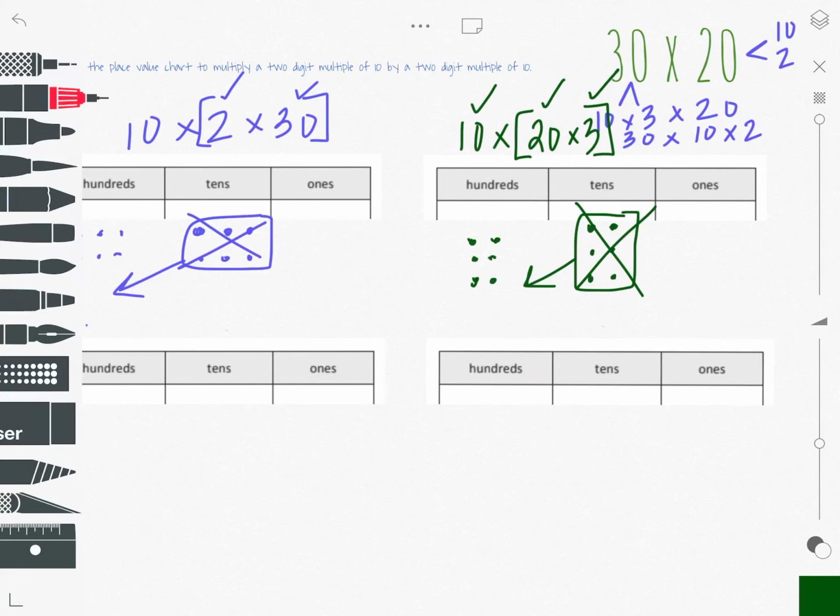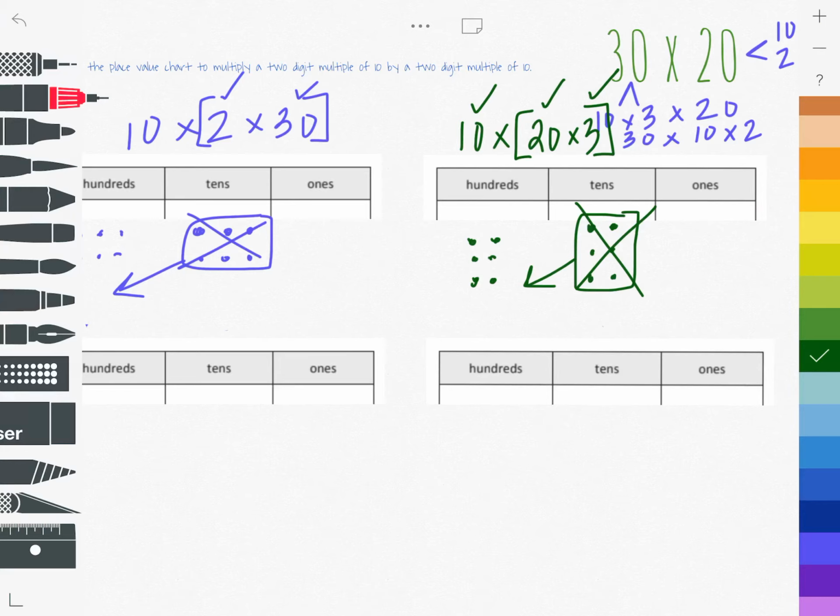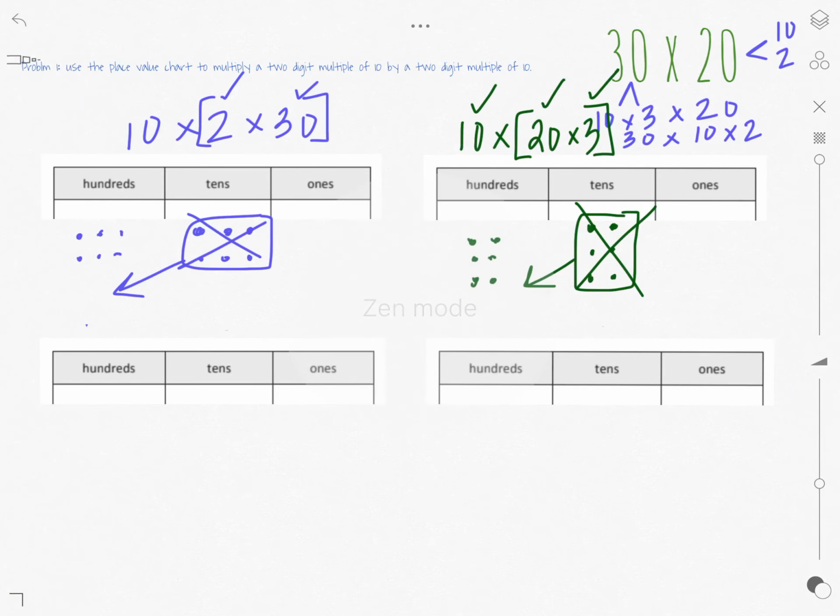Okay. Change my color again. Do orange. All right. Let's see. We did 10 times 2 times 30. We're going to do 10 times 30 times 2. Now notice, it's the same numbers, but what's going to happen is my picture is going to look a little bit different.